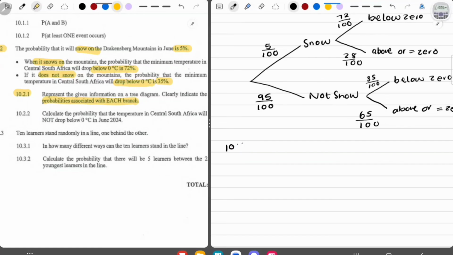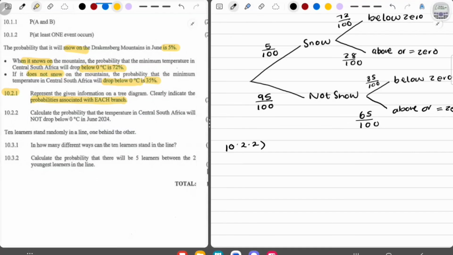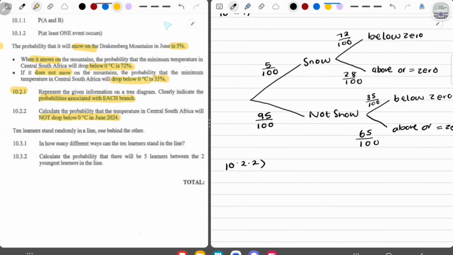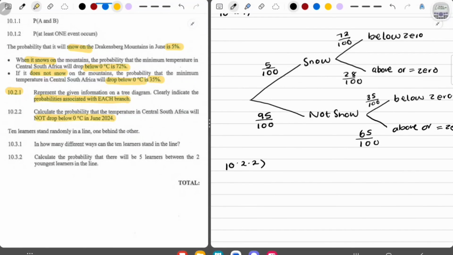Next question, 10.2.2. They say, calculate the probability that the temperature in central South Africa will not drop below 0 degrees Celsius in June 2024. So this is a prediction we're going to make based on the probability. But we need to be very careful as we do this. You see that they don't say calculate the temperature if it snows that the temperature will not drop below 0 degrees. They don't tell you about whether it's going to snow or not snow. They only mention it not dropping below 0.